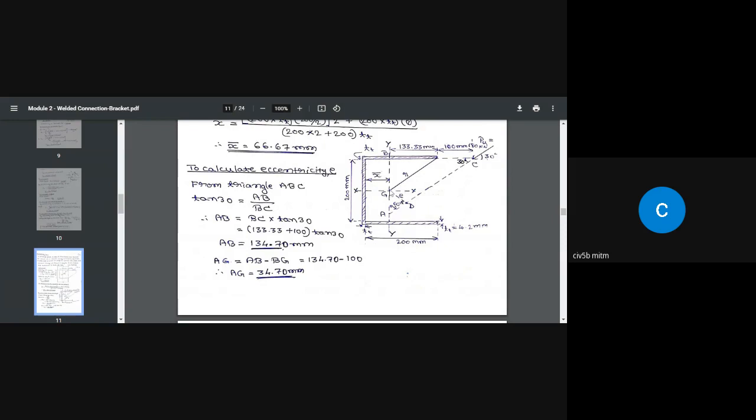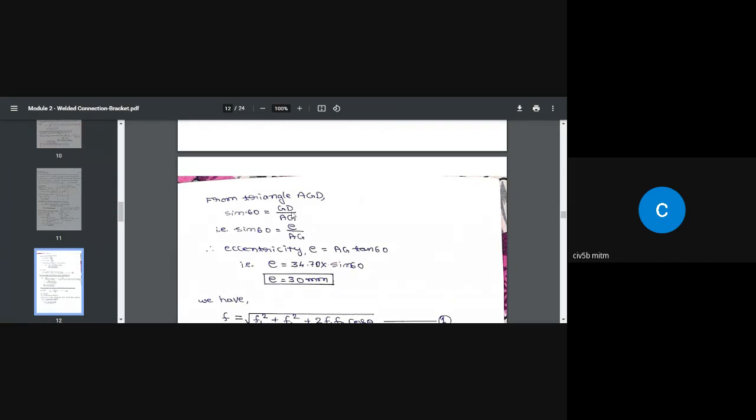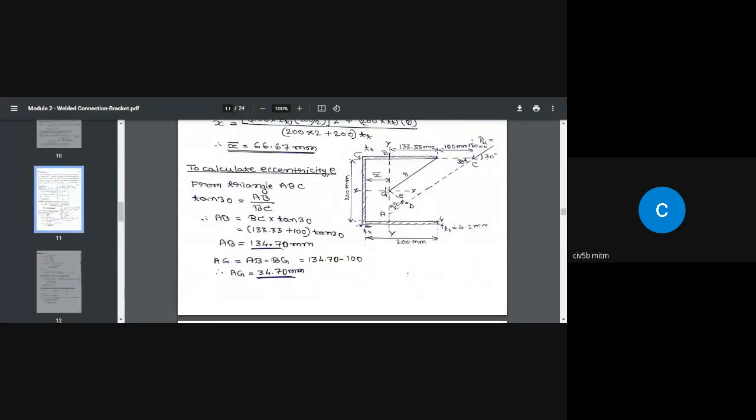So AG is 34.70 in this triangle, and this angle is 60 degree. How did we get it? Consider this triangle, ABC. This is a right angle triangle. This is 90, this is 30, so obviously this should be 60 degree. Once you know this 60 degree, you can find out the GD value, which is the eccentricity value. Sine 60 equals opposite side by hypotenuse, so sine 60 equals GD by AG. GD is nothing but the eccentricity.